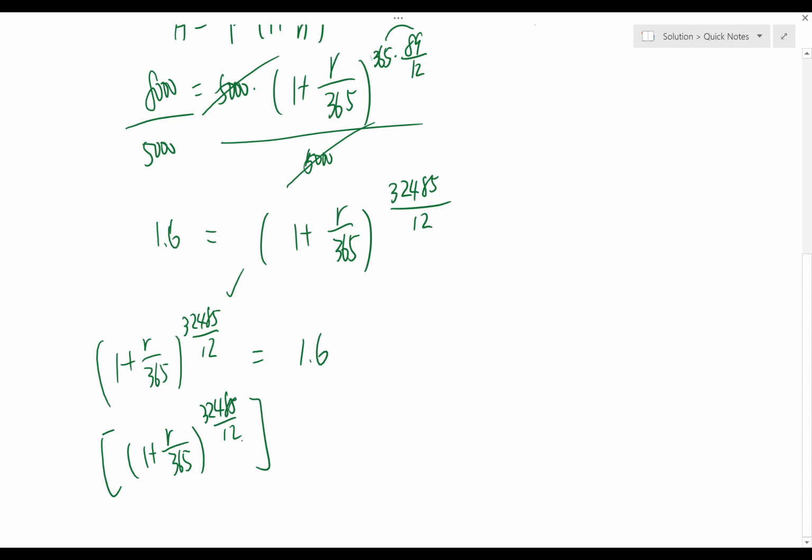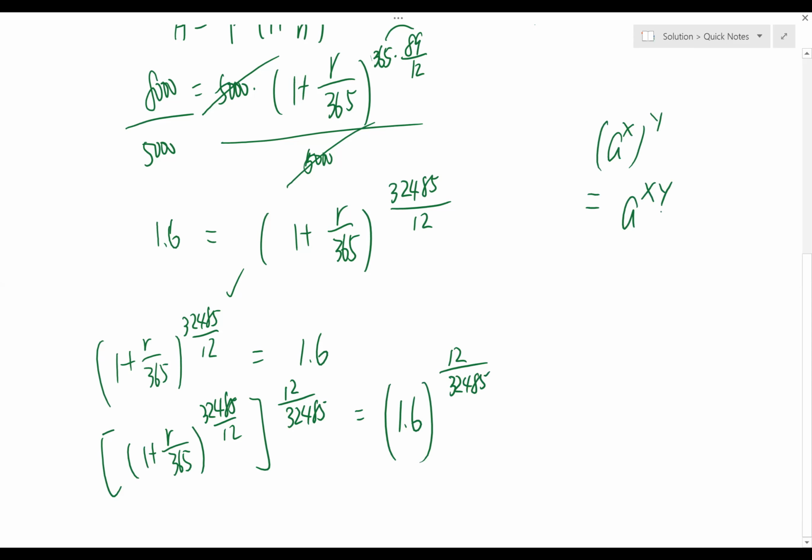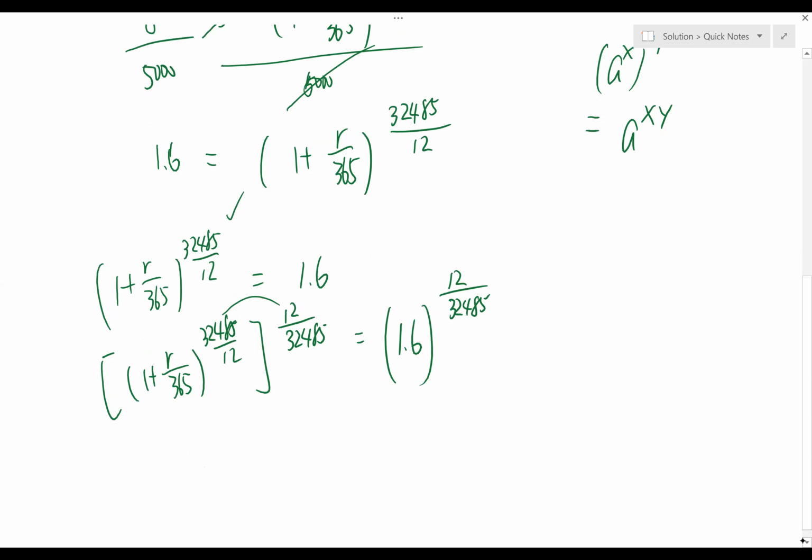And the reciprocal of this is 12 over 32,485. On the right, we do the same thing: 1.6 raised to 12 over 32,485. Using the exponent property, if you have a to the x raised to the y power, it becomes a to the xy. And when you multiply these two reciprocal numbers, it becomes 1. Then we get rid of the exponent.